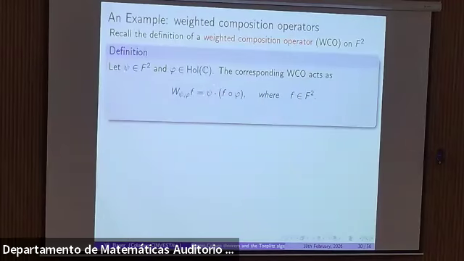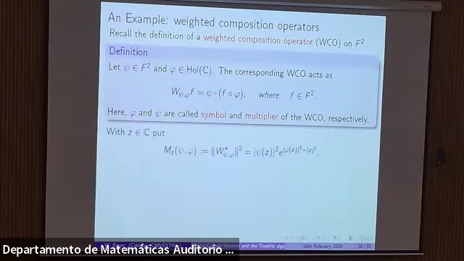And then we multiply with psi. So that's an operator which has a weight, and there's something you compose with, and that's denoted by W psi phi. This class of operators is called weighted composition operators. Psi is the weight or the multiplier, and phi is the symbol of this. And a natural question is, when is it compact, when is it bounded, when is it in the Toeplitz algebra?